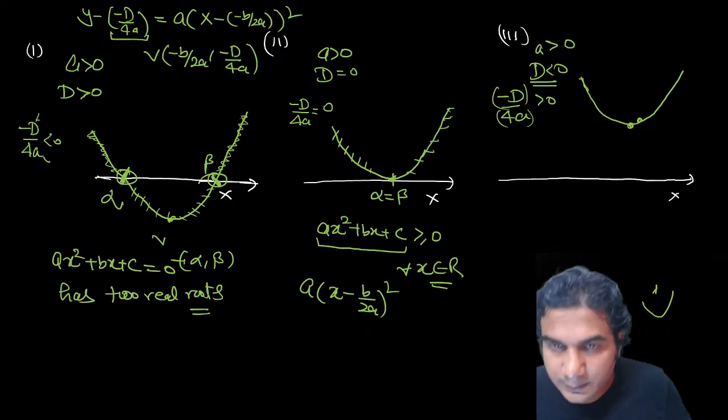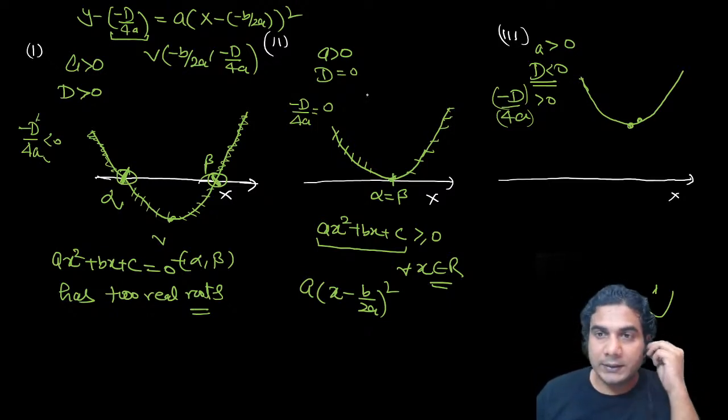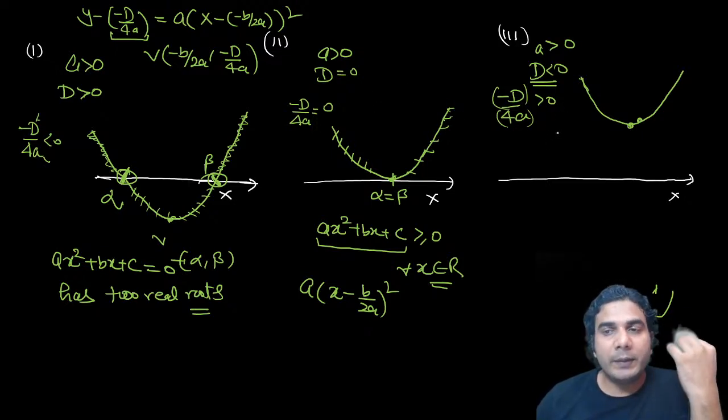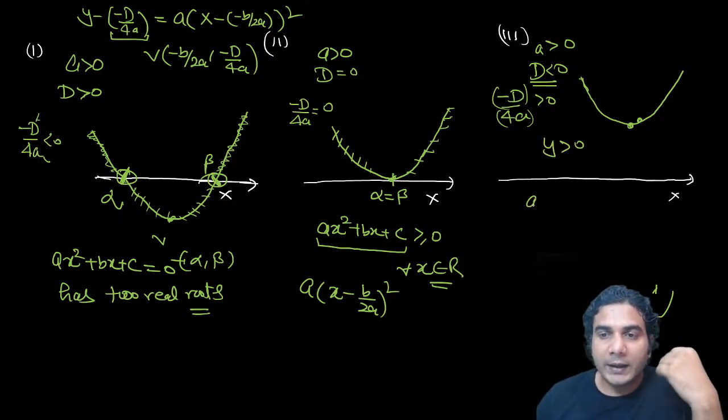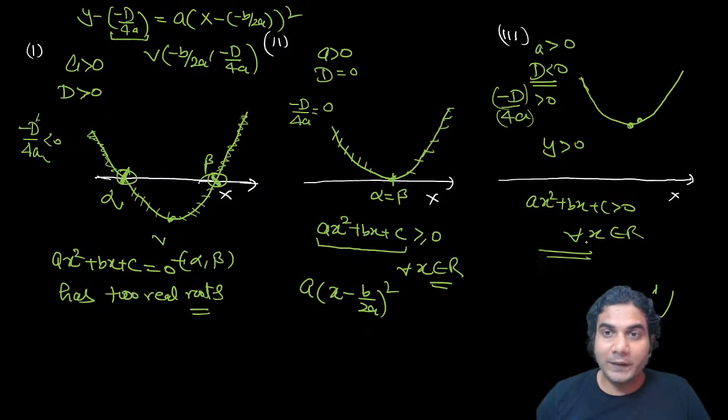All right. So this is the third case, and the third case is very important. We were discussing the third case. So in the third case, you can see this graph is completely above the x-axis. That means y is always positive. And y means what? That means ax square plus bx plus c is positive for all values of x belonging to real numbers. So whenever in a quadratic a is positive and the discriminant is less than 0, then ax square plus bx plus c is always more than 0.